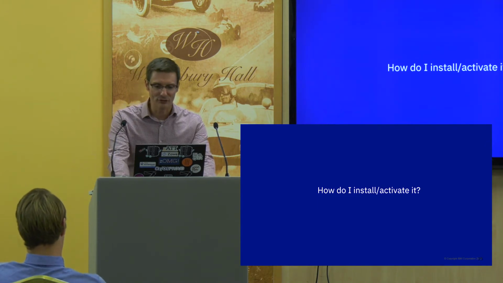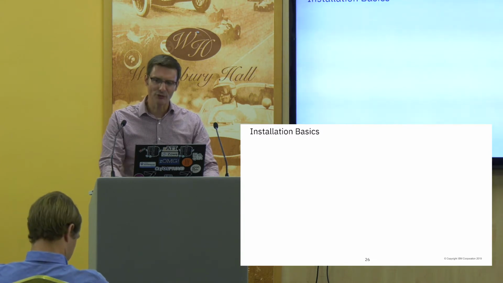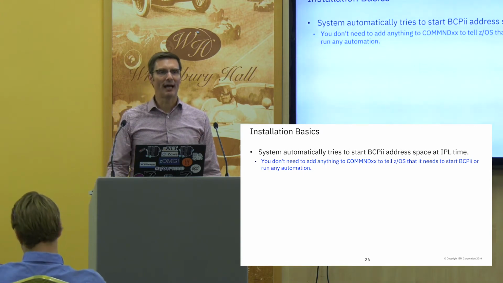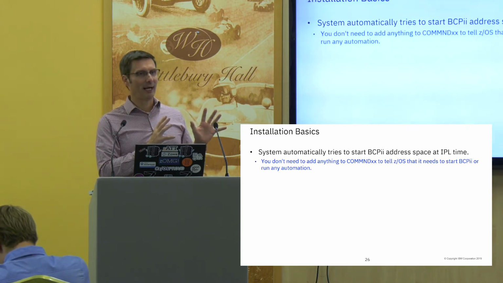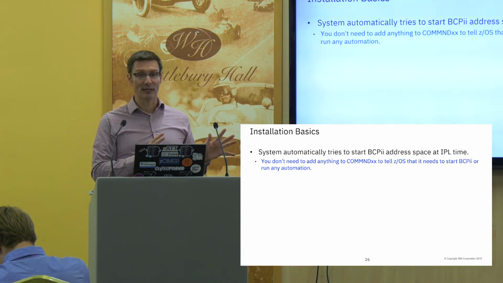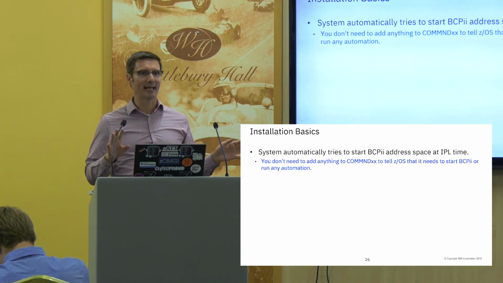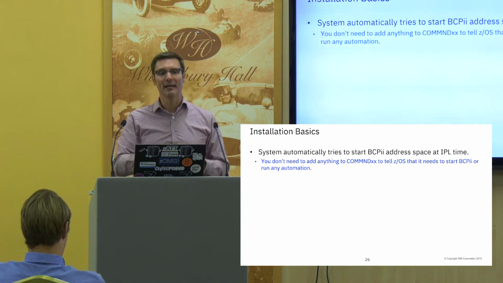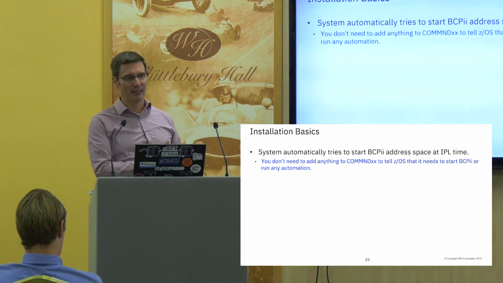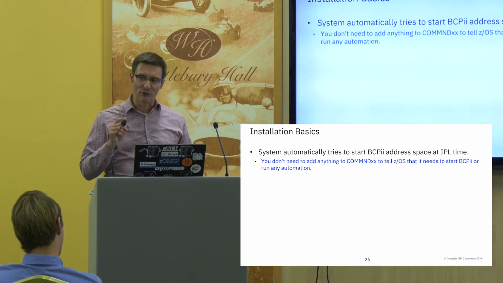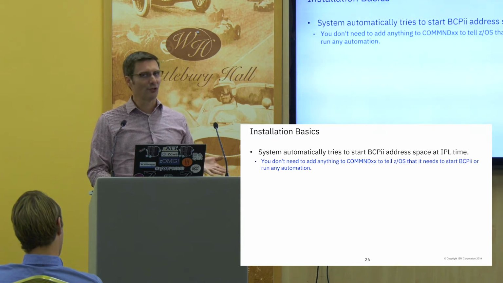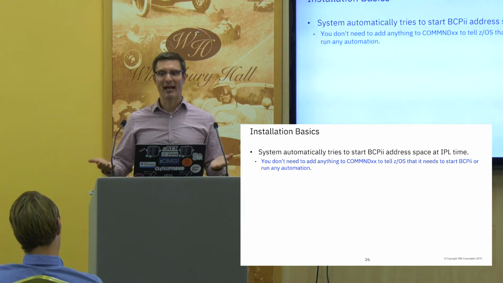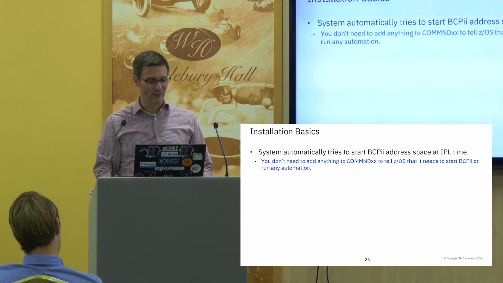Okay, so now how do I install and activate it? We're going to talk a little bit about some installation basics. First of all, the system is going to try to start BCPii automatically when you're IPLing your machine. There's nothing you have to add in any ParmLib member or any configuration file that says, I want you to start BCPii. It's automatically going to be tried there. It's an integral part of the operating system. But if you don't have the necessary configuration defined, it's going to come down right away because it needs to have the necessary controls defined.